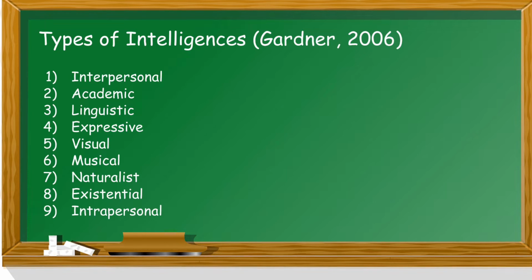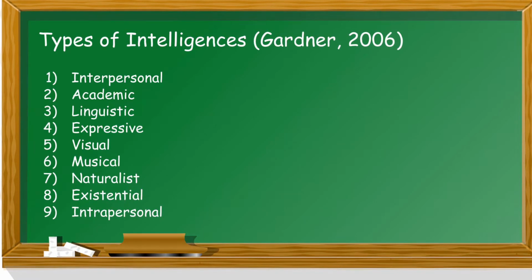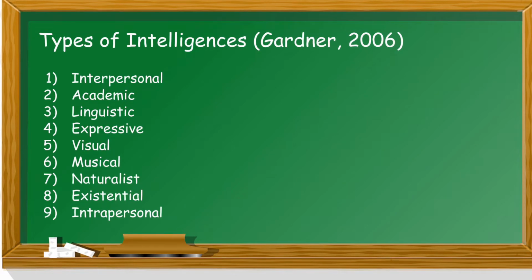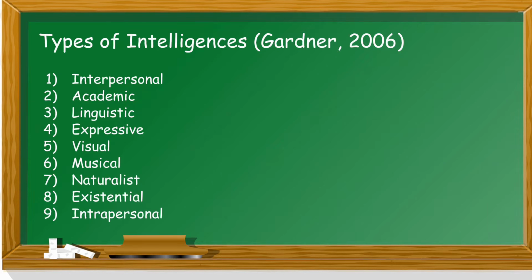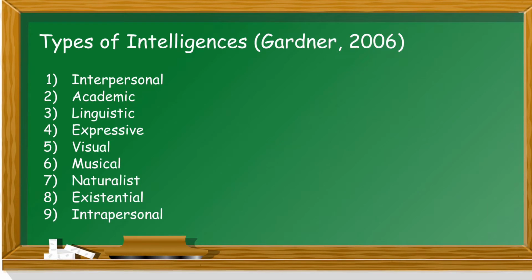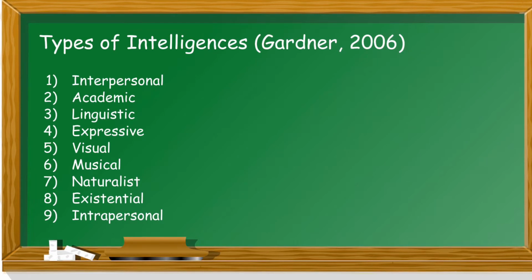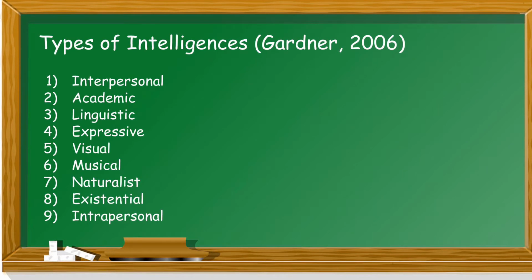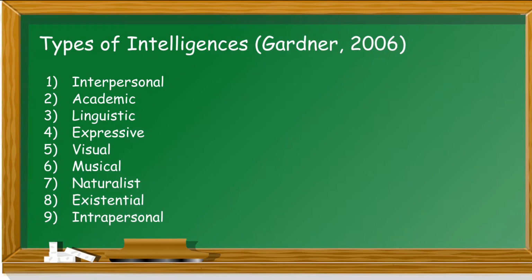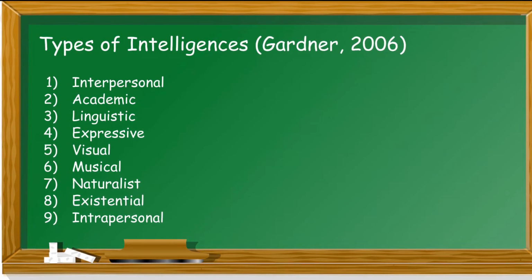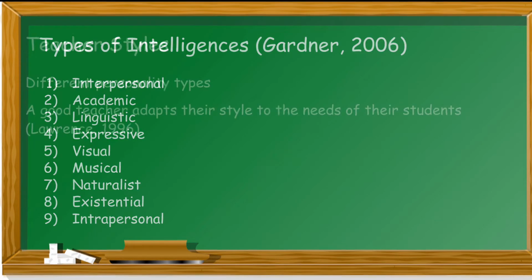There is musical intelligence, naturalist intelligence, and existential intelligence, which is about how smart they are at pondering questions of life and existence. Because your classroom is going to have a variety of students with stronger intelligences in different areas, you're always going to want to provide a variety of activities that fit better with some of the students' ways of learning.